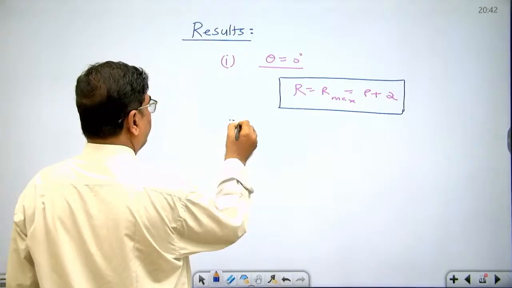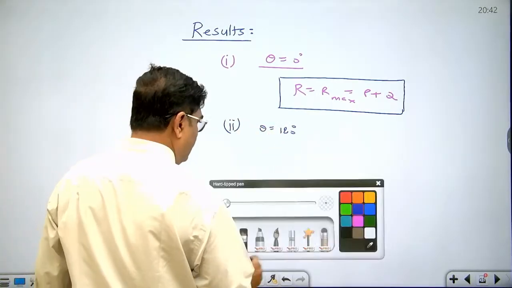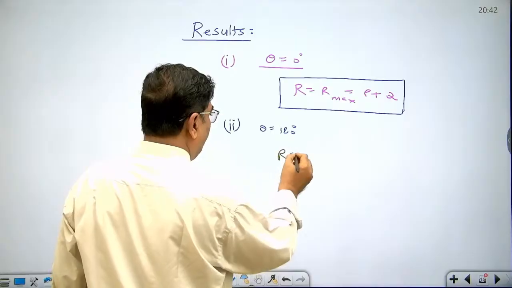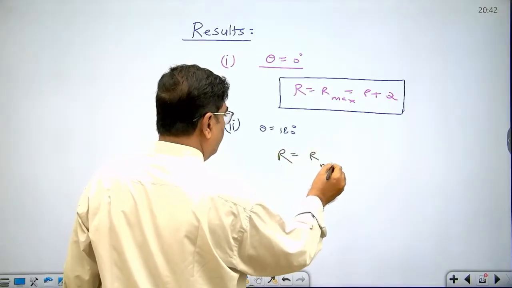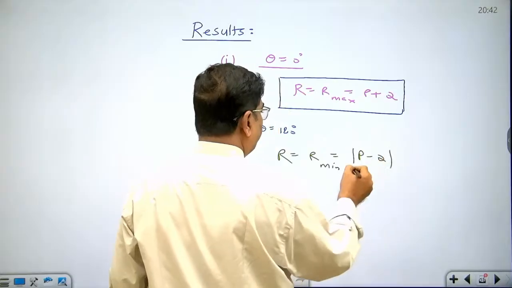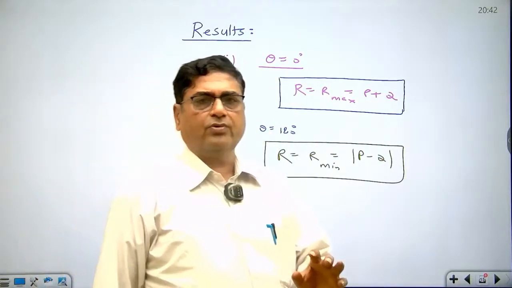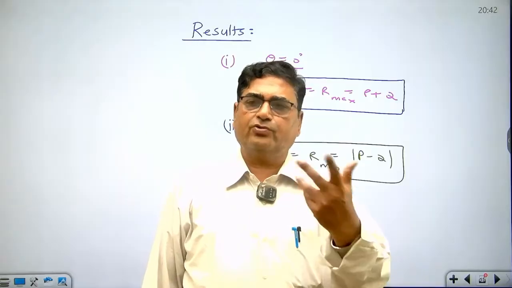If theta equals 180 degrees, it means the vectors are anti-parallel. So dear student, what you will get? The resultant will have minimum value. This is equal to mod of P minus Q. So the resultant of P and Q can have a value between P minus Q and P plus Q.